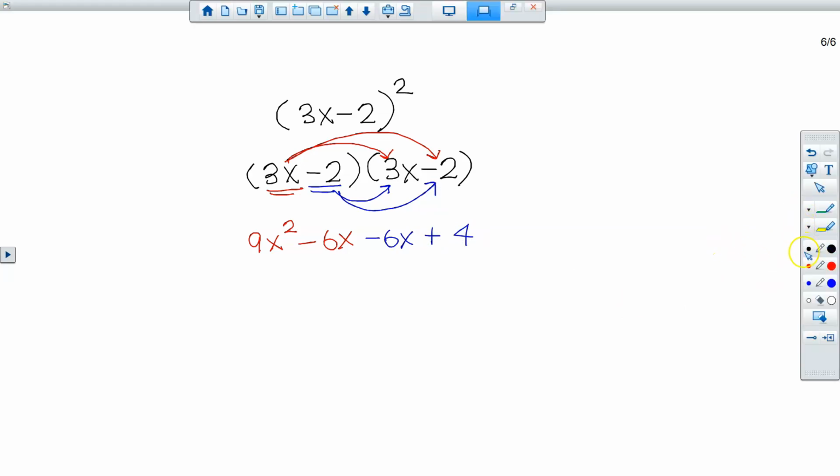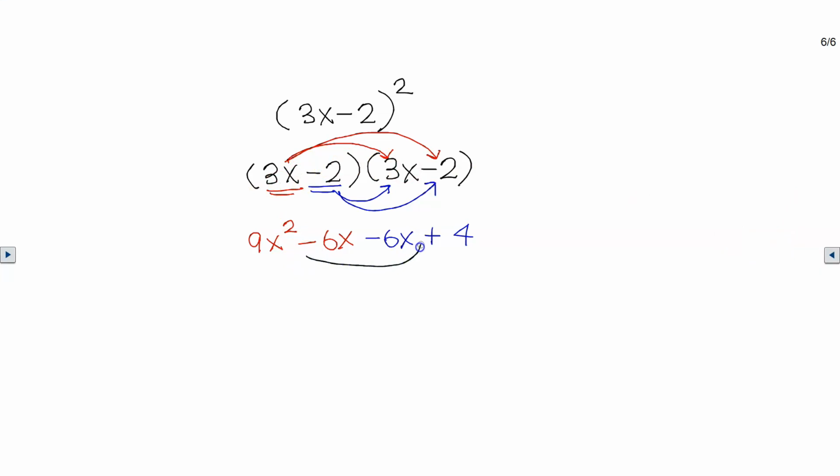All right, once all of the distributing is done, let's look for like terms. Those should be right here in the middle. Notice this time, though, they don't cancel each other out because they're both negative. So my answer is going to start off with 9x squared. Negative 6x minus 6x is going to become a negative 12x. And then I have my plus 4. So right there is my final answer.